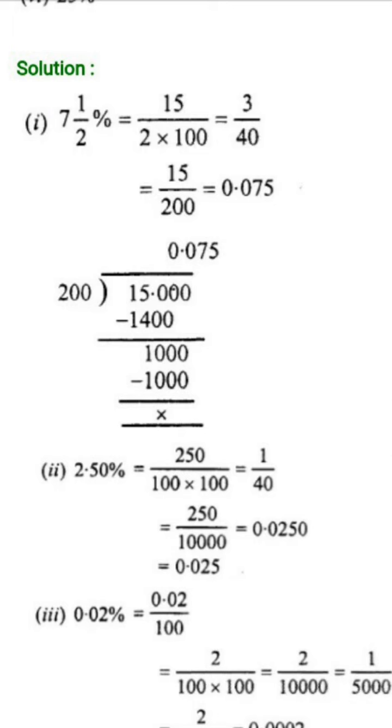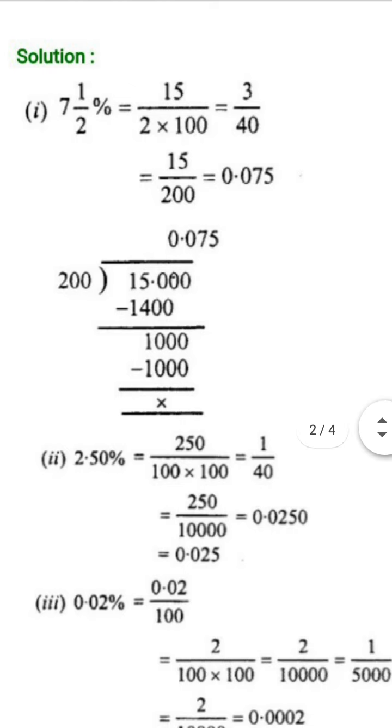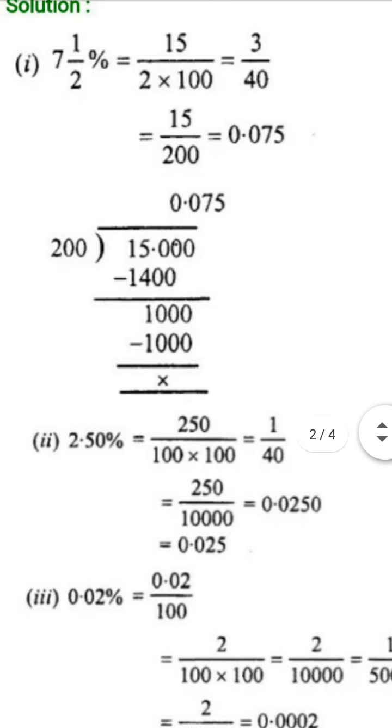Now see the second example. The second example is given: 2.50%. First, 2.50, two decimals are there. Instead of 2.50 I can write 250. Two decimals are there, so at the denominator I can write 100. Got it now? That means I have multiplied 2.50 by 100 and the denominator also by 100, and instead of the percentage symbol I have written another 100. So 250 divided by 100 into 100. After doing the division I got the answer 1 upon 40.